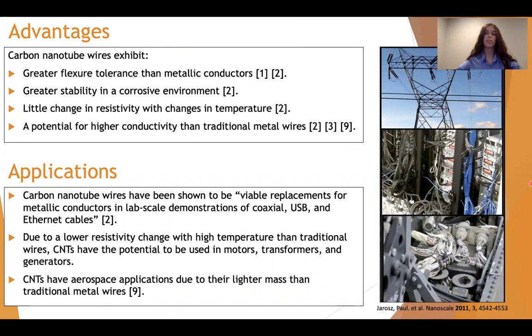Because of these many advantages, CNTs have many different applications as well. They have been noted for viable replacements for metallic conductors in lab-scale demonstrations of coaxial, USB, and Ethernet cables. Furthermore, since they have a lower resistivity change with high temperature, CNTs have the potential to be used in motors, transformers, and generators. And lastly, since CNTs have a lighter mass than traditional metal wires, they have many aerospace applications as well.